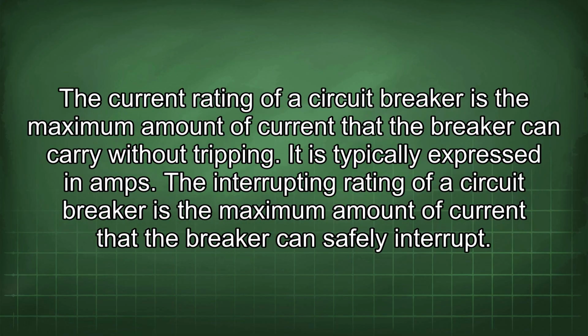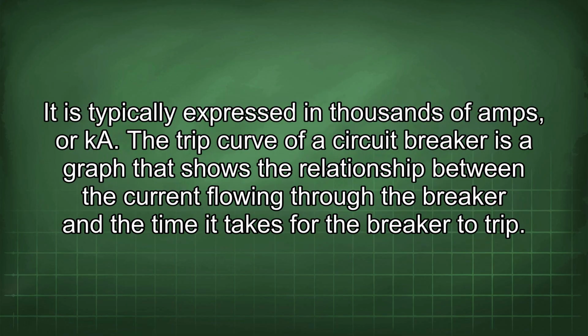The current rating of a circuit breaker is the maximum amount of current that the breaker can carry without tripping. It is typically expressed in amps. The interrupting rating of a circuit breaker is the maximum amount of current that the breaker can safely interrupt. It is typically expressed in thousands of amps, or kA. The trip curve of a circuit breaker is a graph that shows the relationship between the current flowing through the breaker and the time it takes for the breaker to trip.